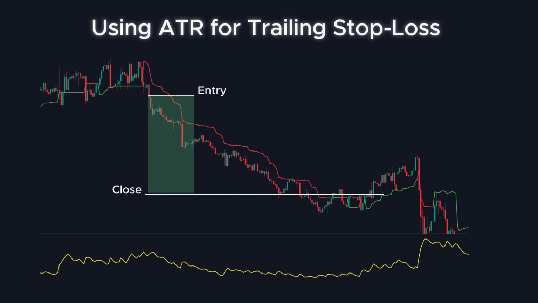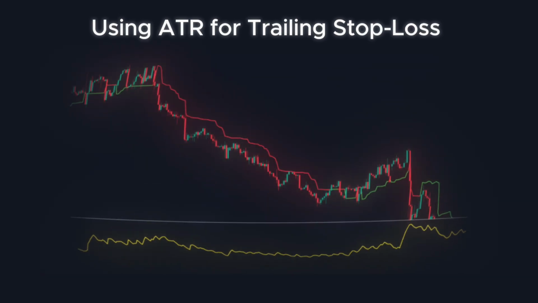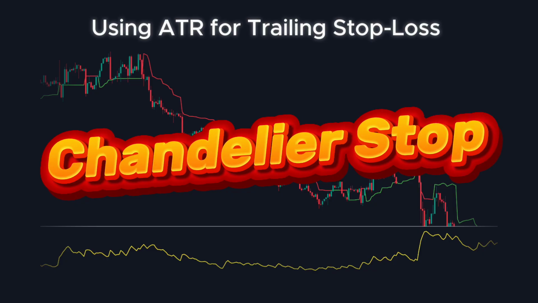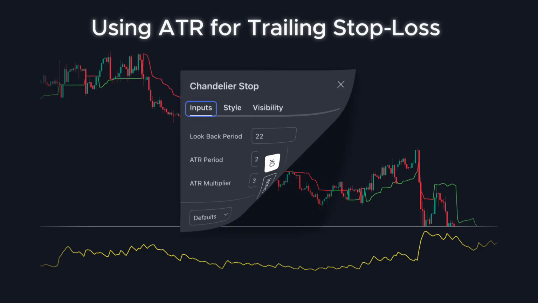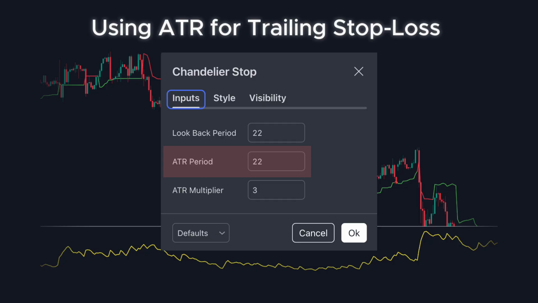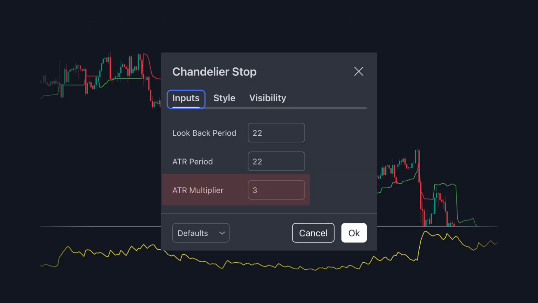Here are a few indicator suggestions to implement this method. First indicator, chandelier stop. One excellent tool for this is the chandelier stop indicator. It automatically calculates a trailing stop loss based on ATR values, eliminating the need for manual adjustments. You can set the ATR multiplier to determine how closely the stop loss follows the price.